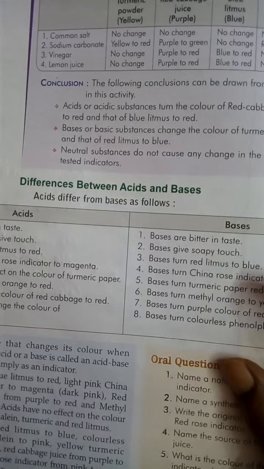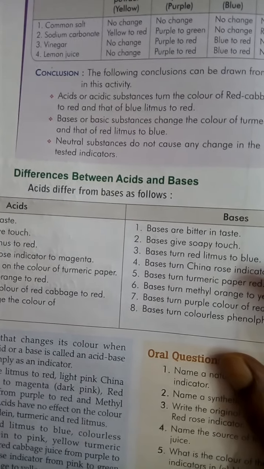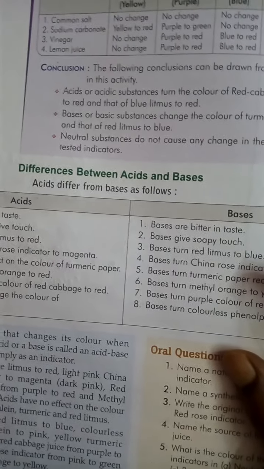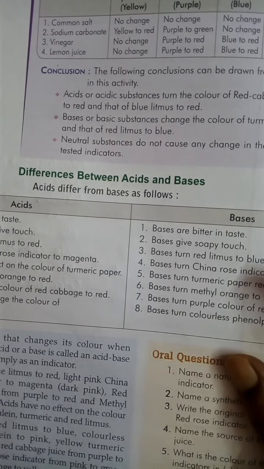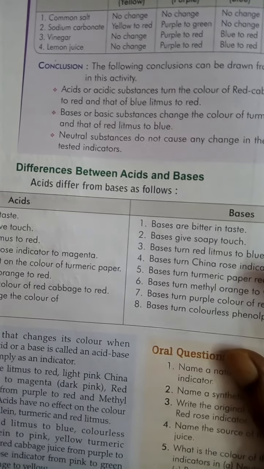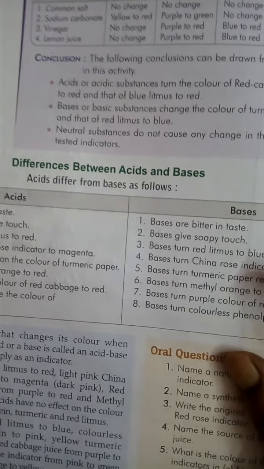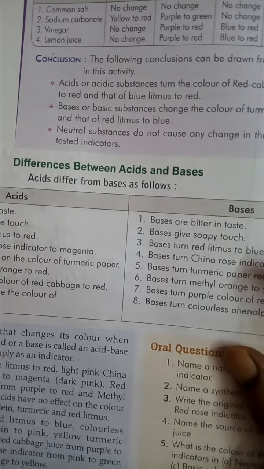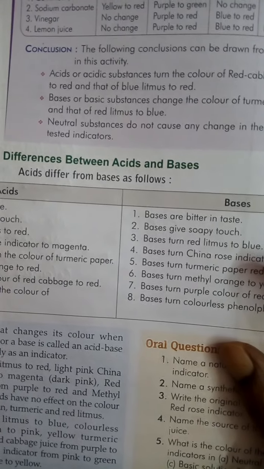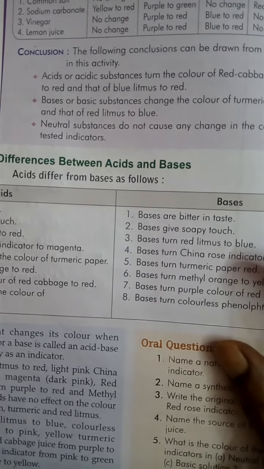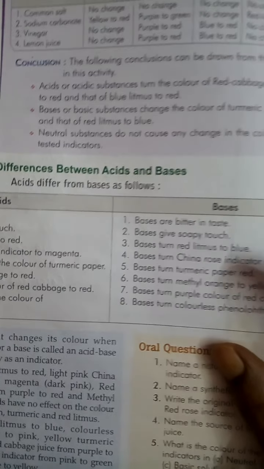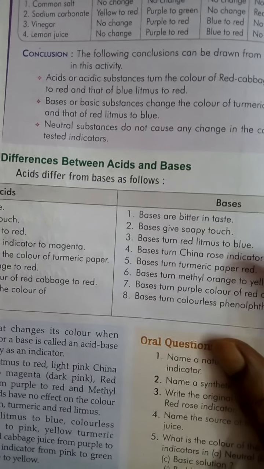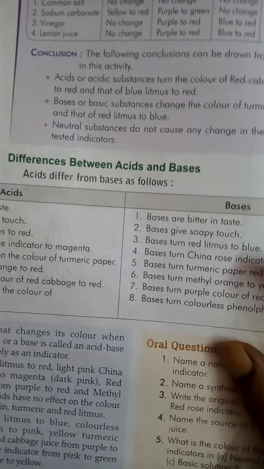Now comes China rose. China rose indicator is light pink in color, but when mixed with acidic solution it becomes magenta or dark pink, and when mixed with basic solution it becomes green. Now comes the synthetic indicator, phenolphthalein. Phenolphthalein itself is colorless, and when added to acidic solution it remains colorless, but when mixed with basic solution it becomes pink in color. Methyl orange is also a synthetic, man-made indicator, whose color is orange, and when mixed with acidic solution it becomes red, and when mixed with basic solution it becomes yellow.